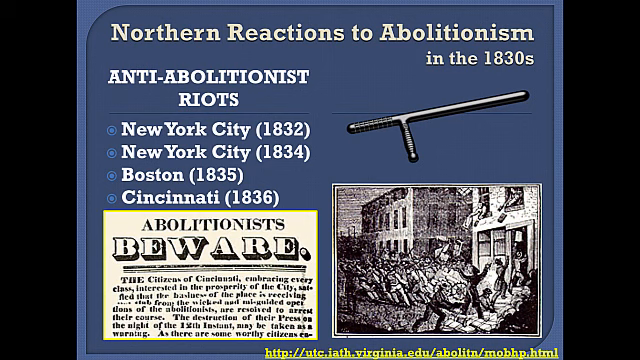And there were a lot of negative reactions. In fact, there were anti-abolitionist riots in our country, especially in the North. In New York City, there was a couple of them. There was one in Boston. There was a couple in Cincinnati. And like I said, it was a radical idea.